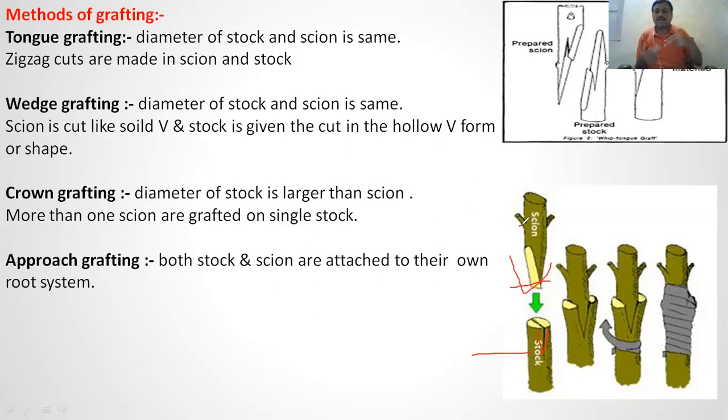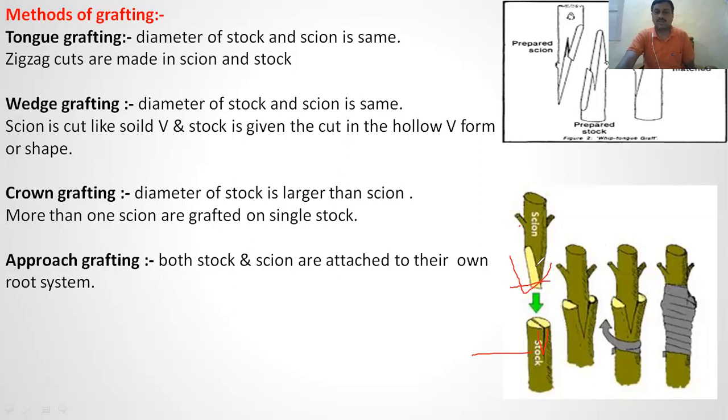They are fixed to each other and develop new plants. These techniques and methods are called wedge grafting. Like in these diagrams, this is the scion, and the lower side is the stalk.